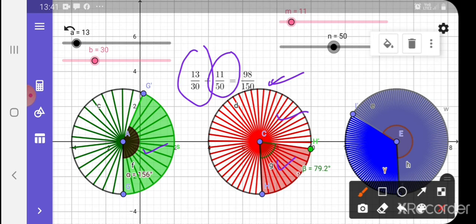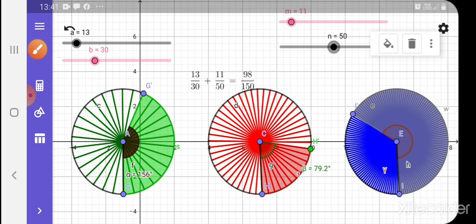Then combinedly, when you take the sum of these two, you see here in the third circle, the total circle is divided into 150 sectors. They are very small. And the color is only this part. This part contains 98 parts. So the sum of two fractions equals another fraction.